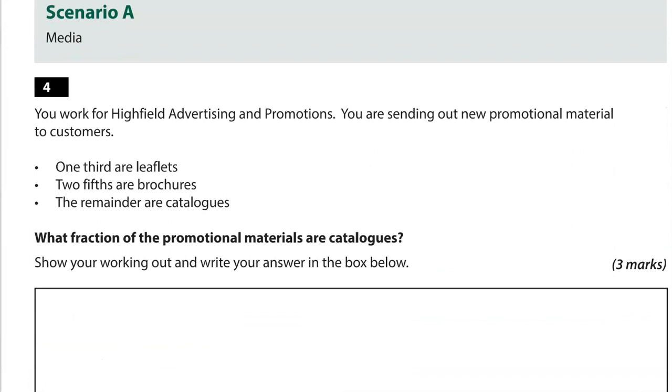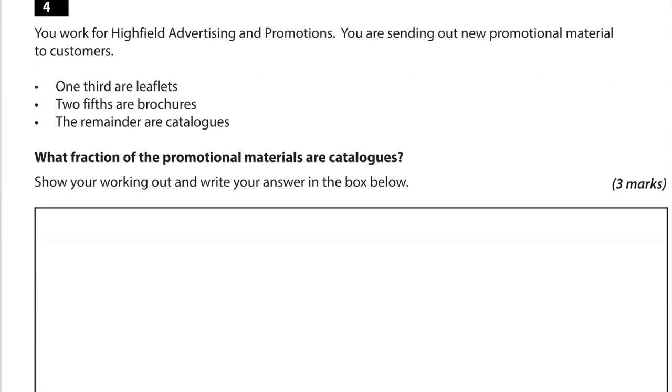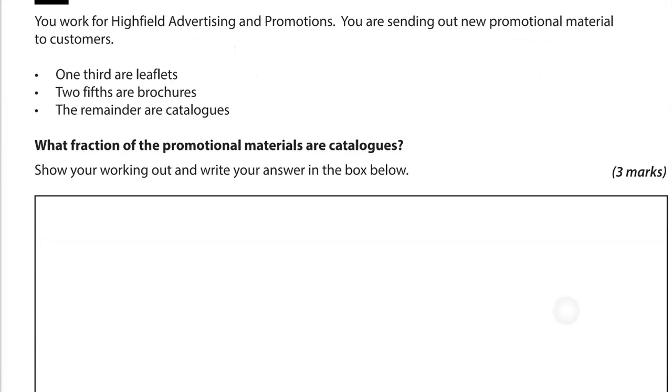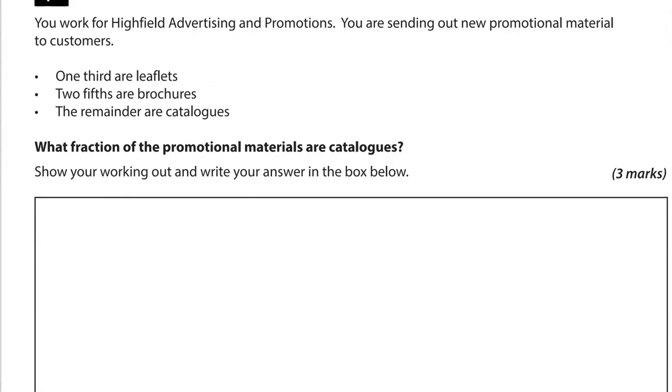Scenario A, media. You work for Highfield Advertising and Promotions. You're sending out new promotional material to customers. 1/3 are leaflets. 2/5 are brochures. The remainder are catalogues. What fraction of the promotional materials are catalogues? Show your working out and write your answer in the box below.